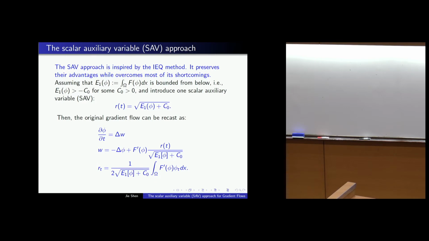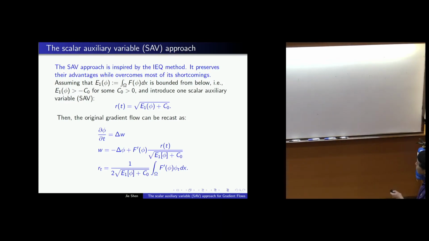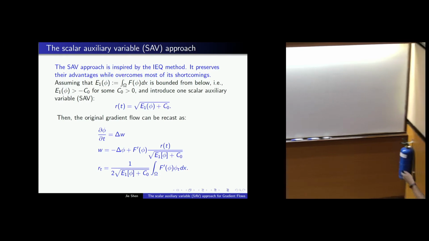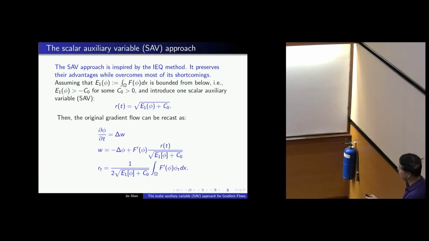And then you rewrite your equation like this. The first equation never changes. The second equation, the chemical potential equals minus Laplace phi plus f prime phi, right? And then you multiply it by 1, you multiply by R divided by itself, by 1. And you take the time derivative with respect to t, and you get this equation, right? Then you divide by dt, you get this. Okay, this system is equivalent to the original system.